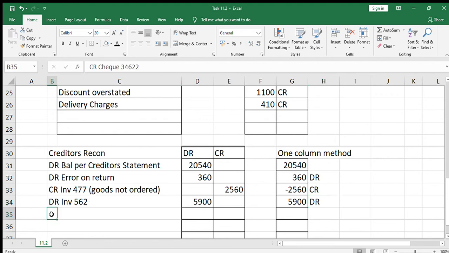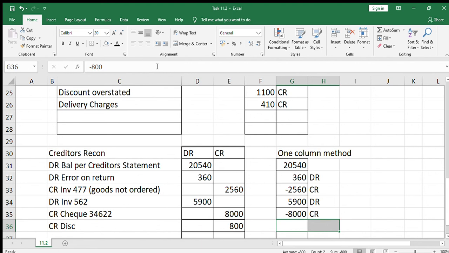The next thing is the check for 8,000 Rand, which is in our debit column. It must be in their credit column. So in the credit column in this method, and here we will be subtracting because it's a credit balance. Okay, and then the discount, in our debit column, should be in their credit column. So we're going to credit the discount of 800, and here we'll be subtracting because it's a credit amount. Okay, and that's all for this for now.